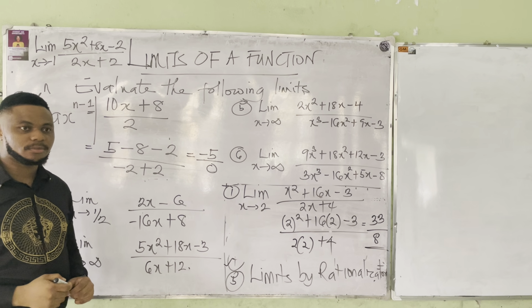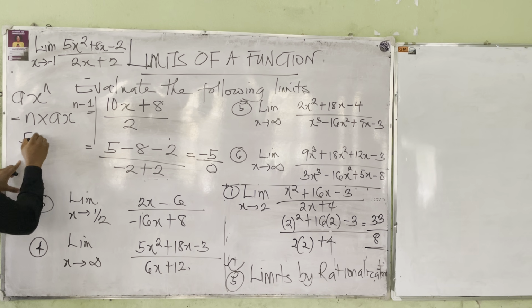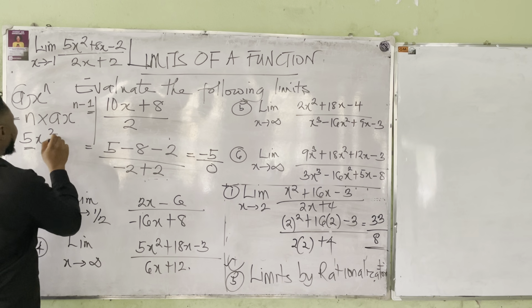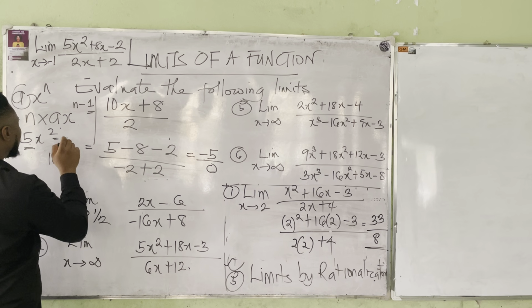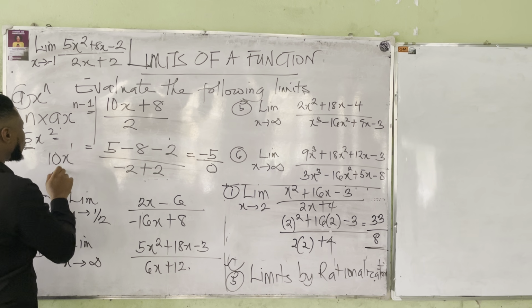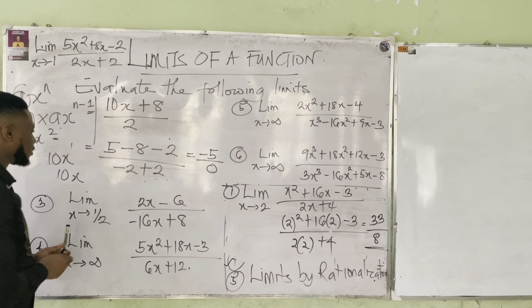We are using this rule. Look at the rule we are using: a x to the n, 5x squared. Your a is your coefficient, your n is 2. Multiply 2 by 5, you have 10x, and 2 minus 1 is 1. So it's just 10x. Are we following? Alright.